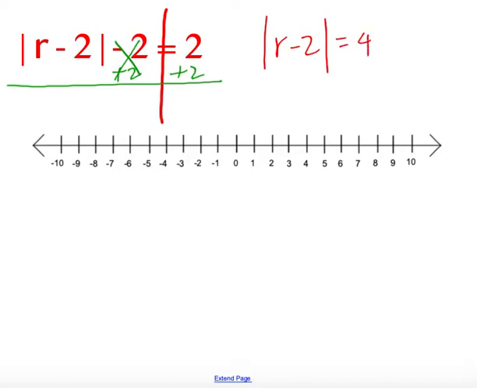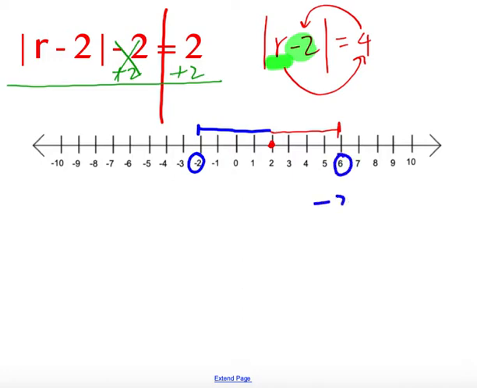Okay, what does this mean? This means what number is 4 spaces away from, and what's the opposite of -2 is +2. So let's see. There's +2. 1, 2, 3, 4. And 1, 2, 3, 4. So those 2 numbers are -2 and 6.